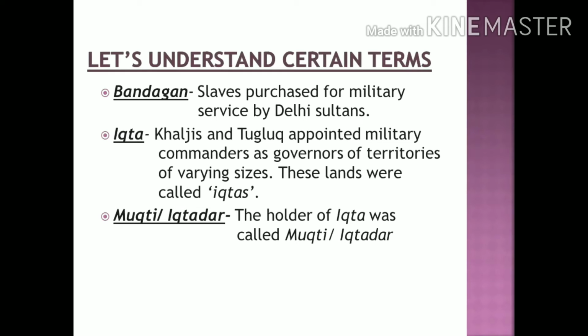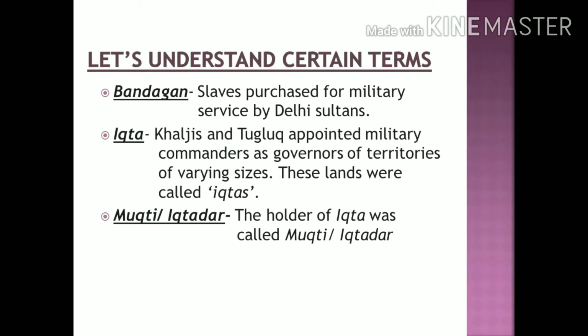The first one is Bandagan. Bandagan were the slaves purchased for military service by Delhi Sultans. Generally slaves पे हमेशा बहुत odd jobs करवाए जाते थे, but these slaves were purchased for military service. Then the next term is Ikta.